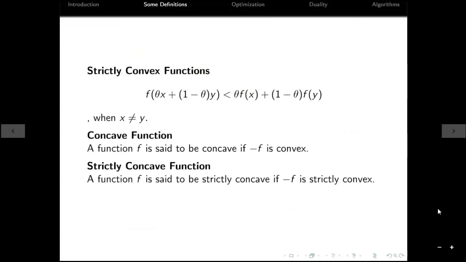Now let us define what a strictly convex function is. In strictly convex functions, the inequality becomes a strong inequality, that is f of theta x plus 1 minus theta y is strictly less than theta f of x plus 1 minus theta f of y. And now let us define what a concave function is. A function f is said to be concave if minus f is convex. And then similarly we define a strictly concave function. A function f is said to be strictly concave if minus f is strictly convex.